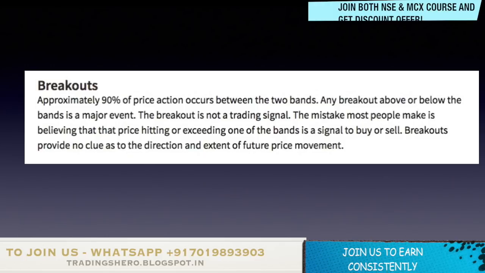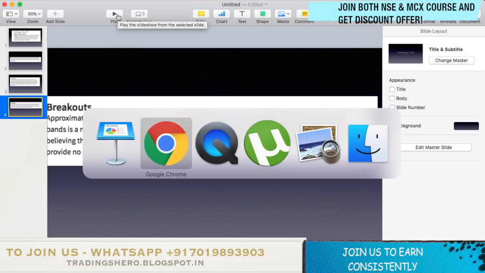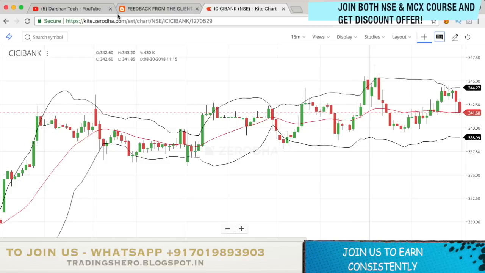Okay, the mistake most people make is believing that the price hitting or exiting one of the bands is a signal to buy or sell. That's a mistake. That's not a buy or sell signal. Breakouts provide no clue as to the direction and extent of future price movement. It's just a breakout, which indicates the market is gapping up or gapping down. So that's the indication of the Bollinger Bands. This is the knowledge about Bollinger Bands that I want to give you guys.